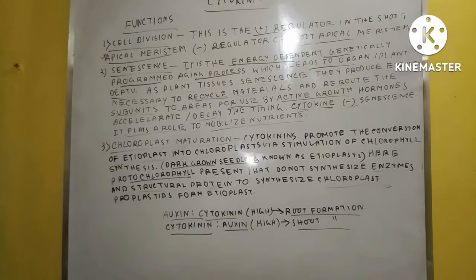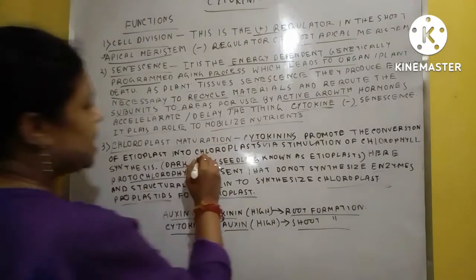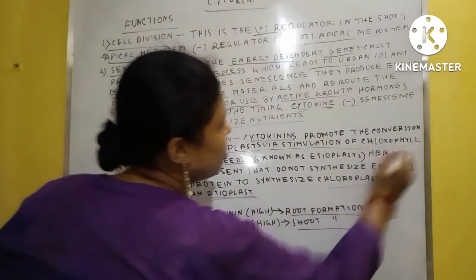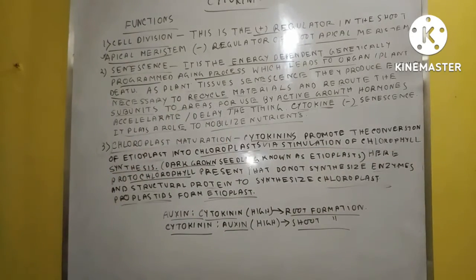In that situation, the cytokinins have an important role. Actually, etioplasts are formed from the proplastids. And what is the role of the cytokinin? This cytokinin converts the etioplast into the chloroplast. Okay, etioplast into the chloroplast. And how? Via the stimulation of chlorophyll synthesis. Okay, so this is actually the role of the cytokinin.